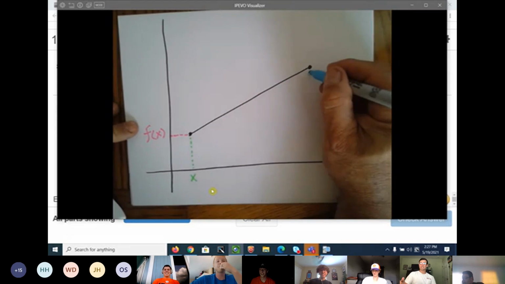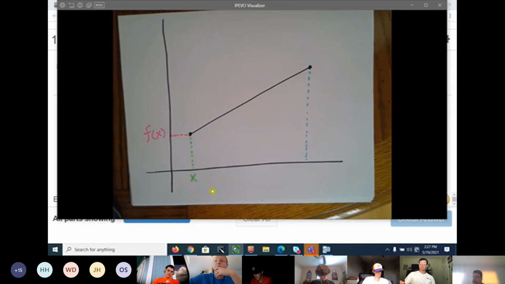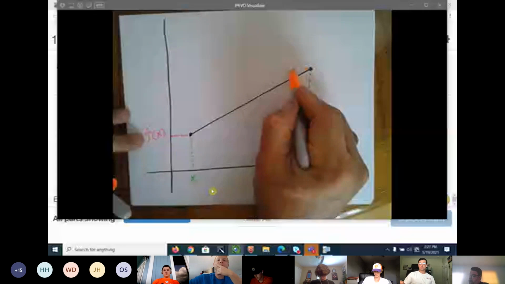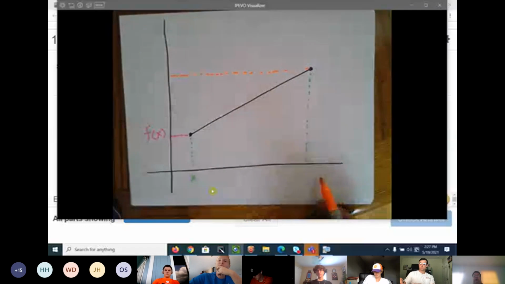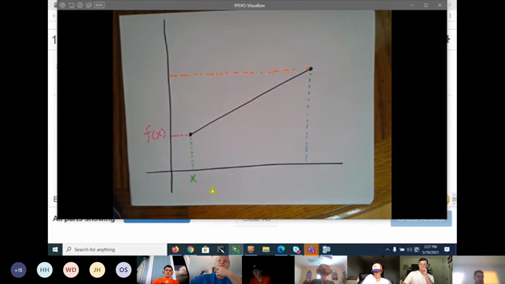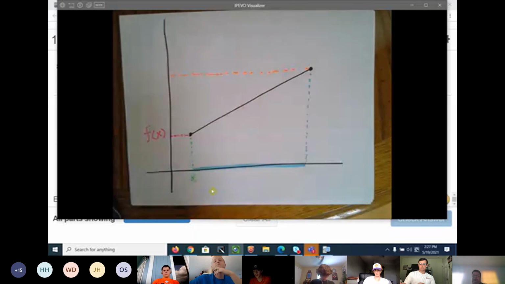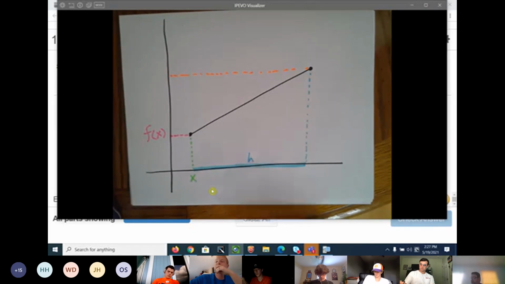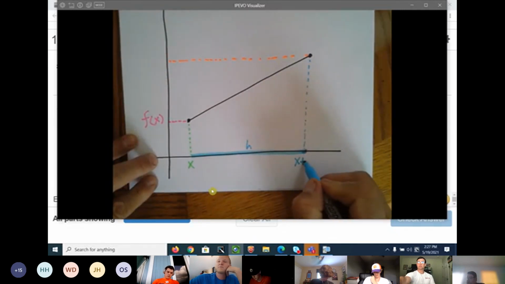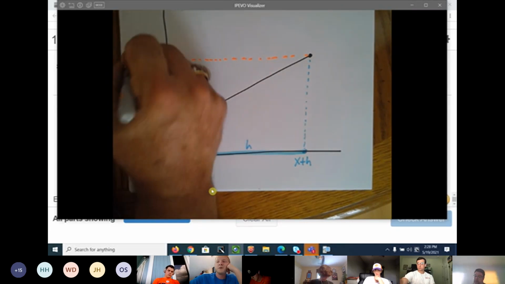All right, I'm going to put a line down here. And this line is going to go here. Now, the blue is not called X. Why? Because the blue has got 2 components: X and that distance right there, which we are going to call H. So somebody tell me what this point is right here. X plus H. And what is this orange point? F of X plus H.